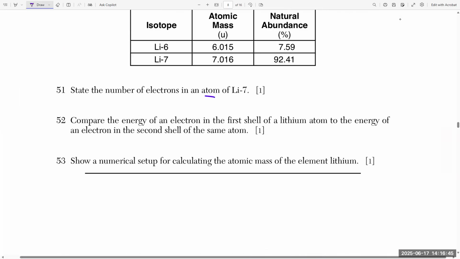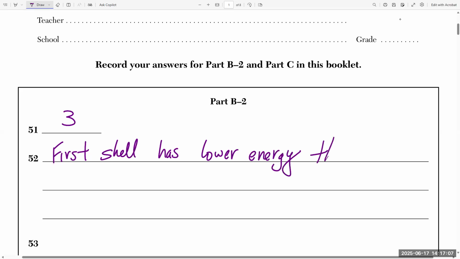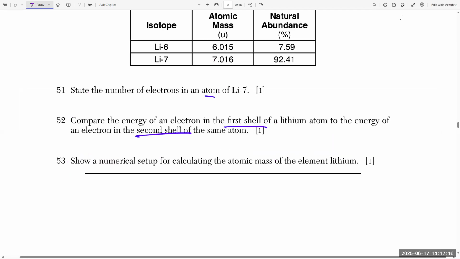Compare the energy of an electron in the first shell of lithium to the energy of an electron in the second shell. So what do we know? The first shell, or the closest to the nucleus, is always the lower, right? So the first shell has lower energy than the second shell.